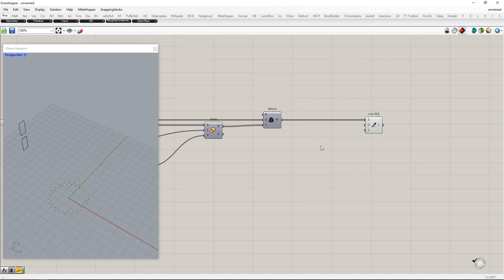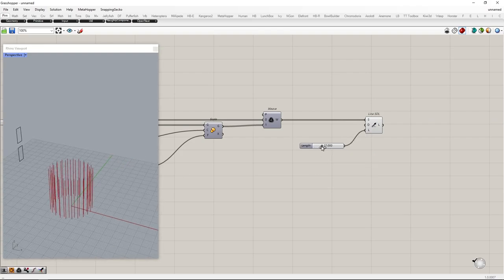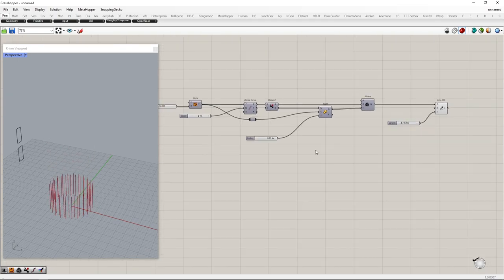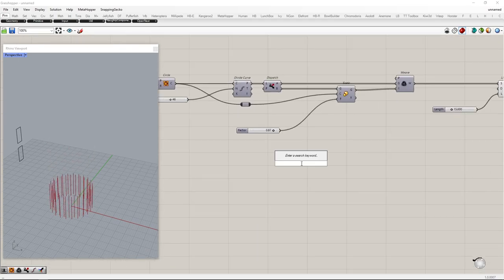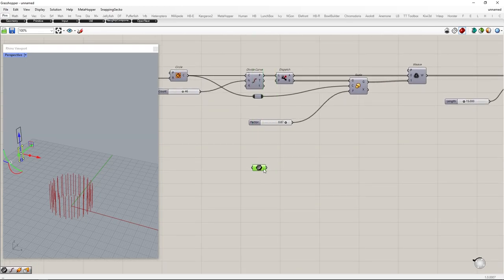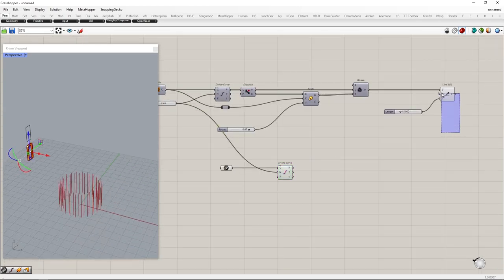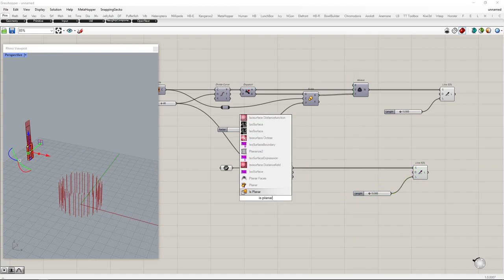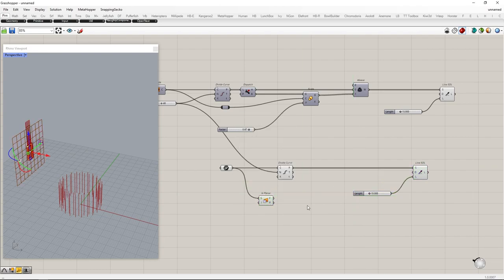Next, create vertical lines on these points. Reference this curve and divide it into an equal number of points as in the previous one. Create lines starting from each point in a perpendicular direction to the curve. Now the direction is vertical. What we need is the normal direction to the curve.